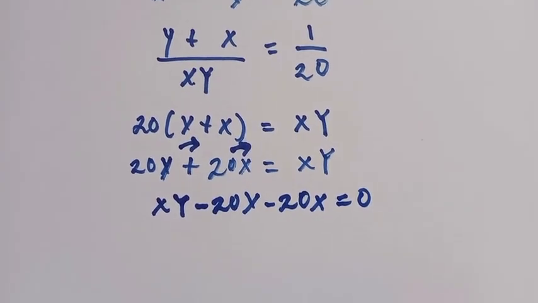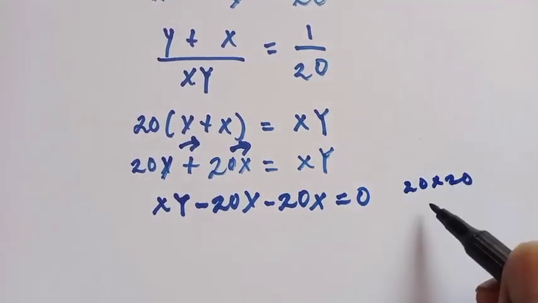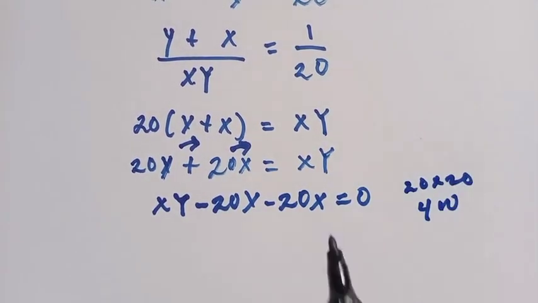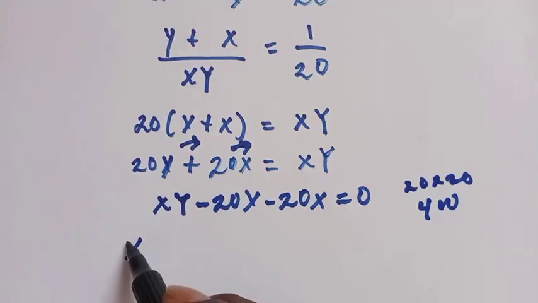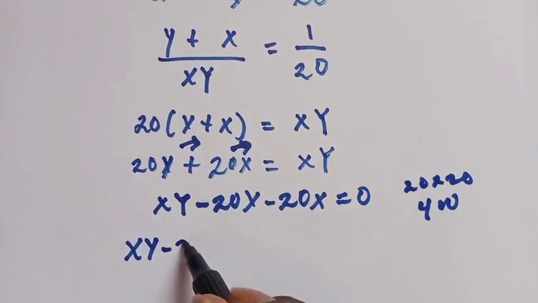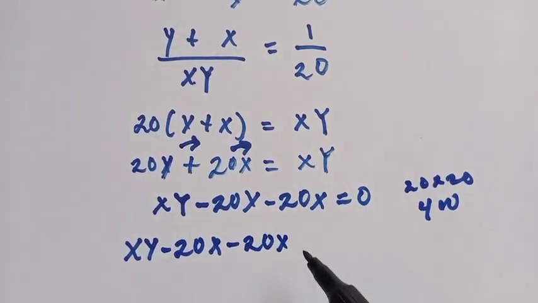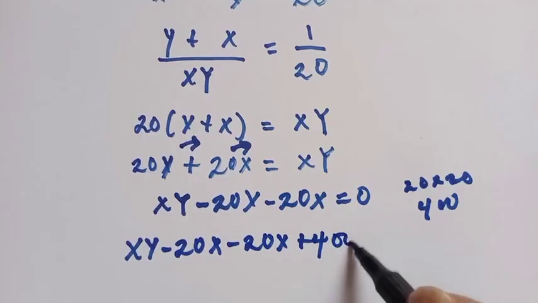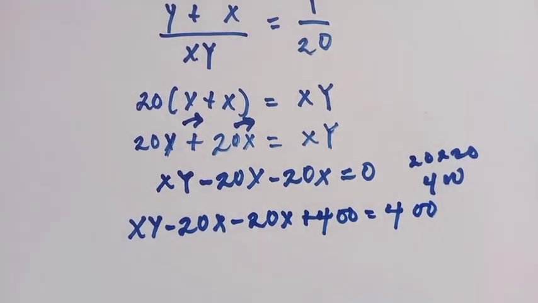From here, I will add 20 times 20, which is equal to 400. I'll add 400 to the left hand side and right hand side. So I have xy minus 20y minus 20x plus 400 is equal to 400.